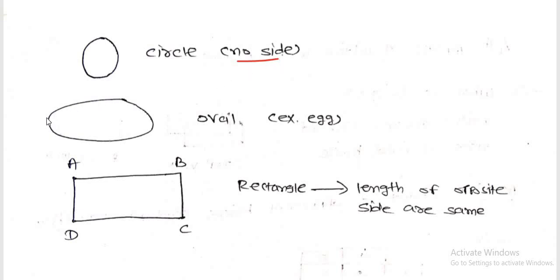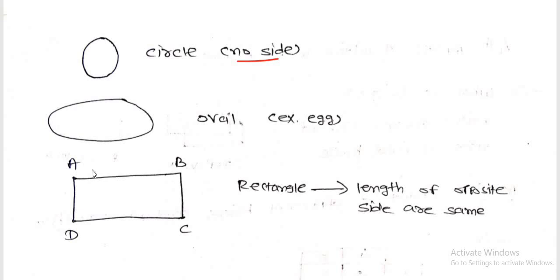Now this shape is not a circle. It looks similar to a circle, but its length is more than a circle. You can easily understand by looking at the figure. This is oval shape, and the best example of oval shape is eggs.